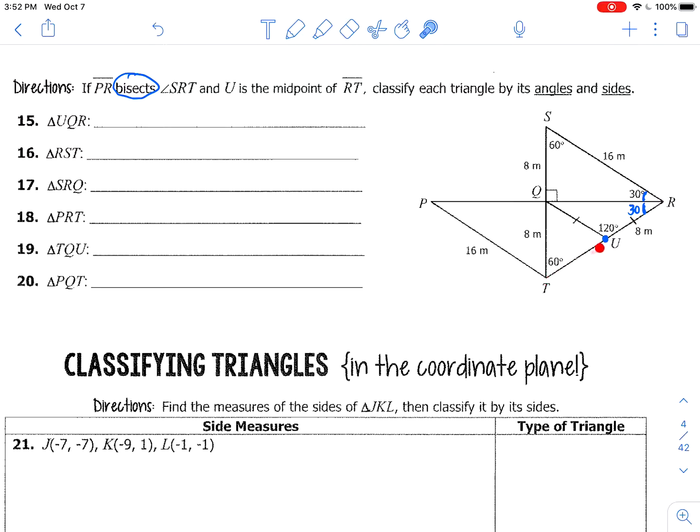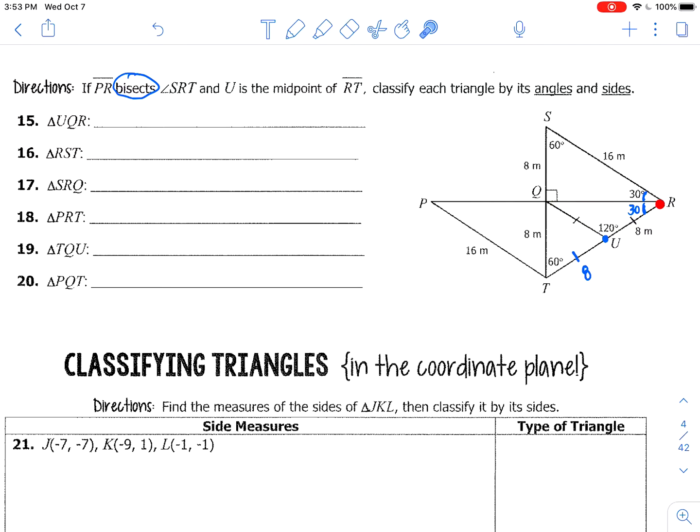U is the midpoint of RT. Well, that means if this section is 8, this section is also 8. If you're the midpoint, you're exactly in the middle. Classify each triangle by its angles and sides.